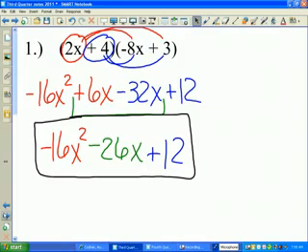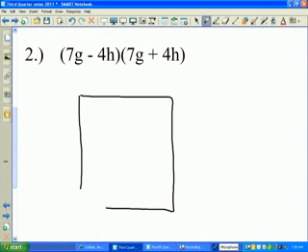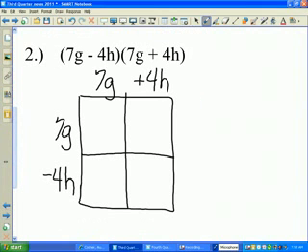Okay, going to number 2. We have 7g minus 4h times 7g plus 4h. So this one, I'll try the box method. So since I have 2 terms times 2 terms, I should have 4 boxes. So on this side, I'm going to put my 7g and my minus 4h. And up top, I'll put my 7g plus 4h.